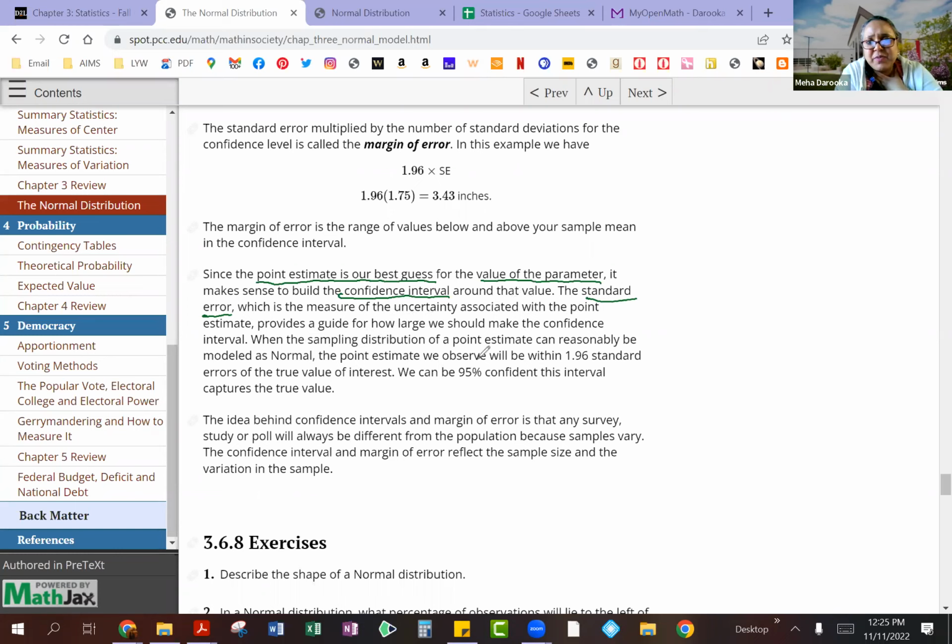So when the sampling distribution of a point estimate can be reasonably modeled as normal, we know from the exact calculations you are going to get 1.96 as your standard error, your standard deviation. So in that case, we are saying, okay, based on that, we can be 95% confident that the interval that we come up with is going to be close to that true value, what it should represent for the population. But again, we are going on estimates and what the sample is telling us.